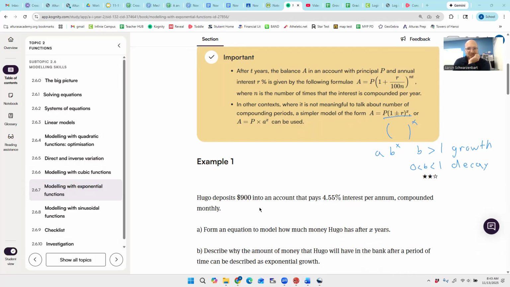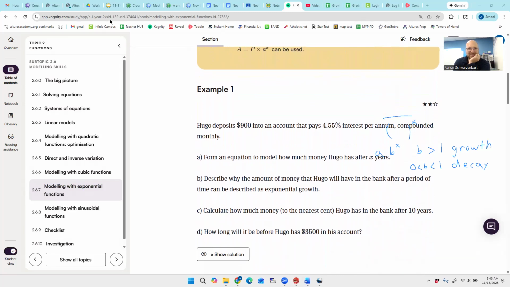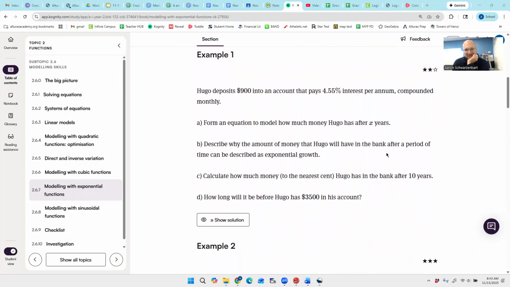So Hugo deposits $900 into an account that pays 4.55% interest per annum compounded monthly. Find an equation to model how much money Hugo has after 2 years. 900, 1 plus 0.0455. They're going to give you the annual interest rate, but they're doing it monthly. It will say interest per annum all the time. That is just your interest rate.